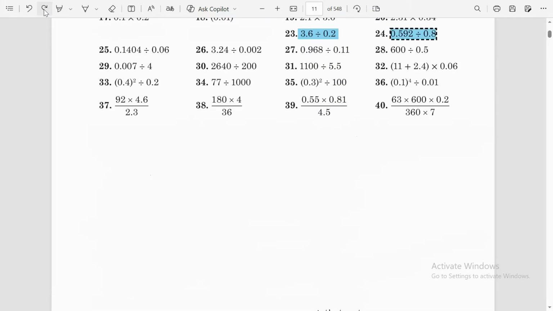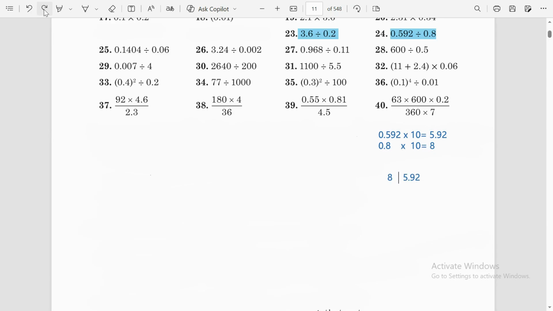Question number 24. Make the divisor a whole number. To solve such questions where both the numbers are decimal numbers, so in case of division, it's better to remove the decimal from the divisor only. So if we have to remove the decimal, we'll multiply 0.8 by 10, and same goes for the dividend, 0.592 multiplied by 10. And now we have to divide 5.92 by 8.